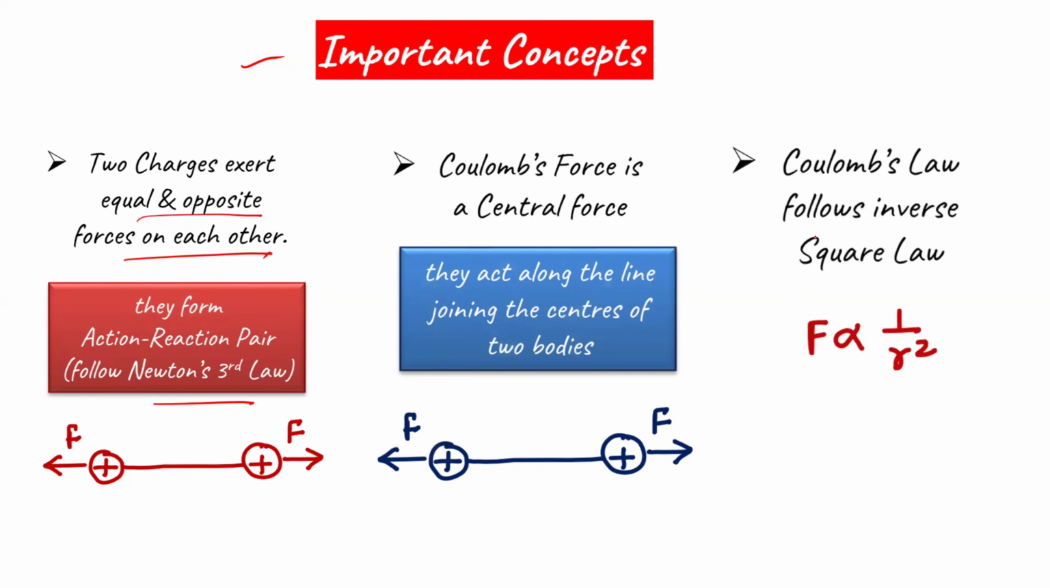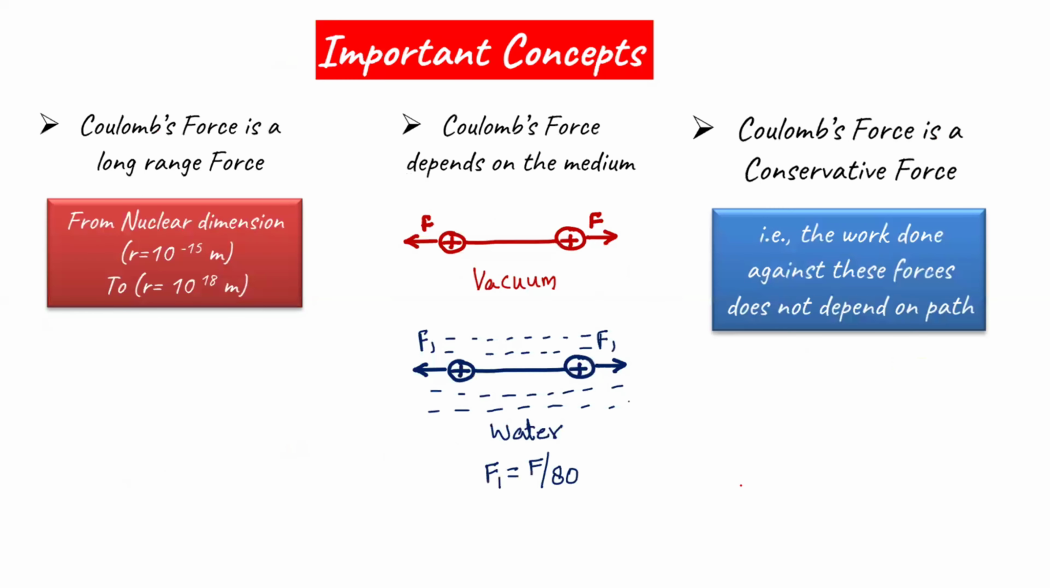As you can see in this diagram, this is the line joining the centers of the two charges. The third point is that Coulomb's law follows the inverse square law, meaning force is inversely proportional to r square. And the point to be remembered is that Coulomb's force is a long range force, meaning from nuclear dimension, r equal to 10 to the minus 15 meter, to a very large distance, which is 10 to the 18 meter. So this is a long range force.